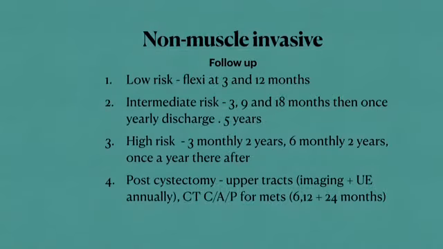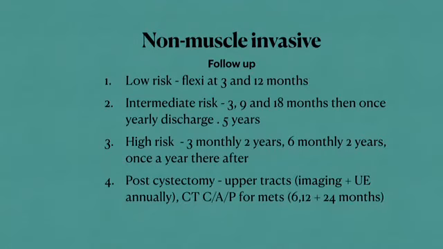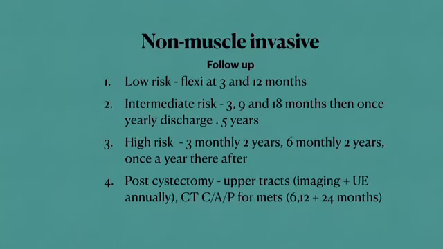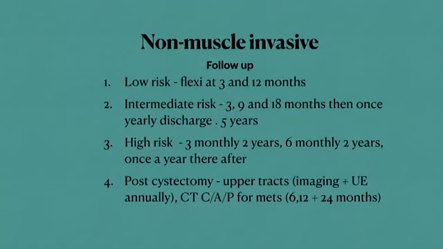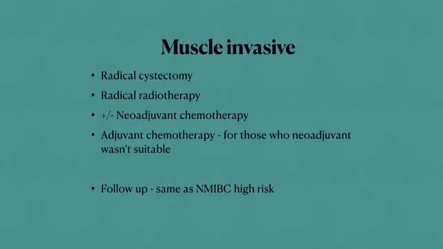Follow-up of non-muscle invasive bladder cancers is in the form of regular flexible cystoscopies. For low risk, they have a flexible at 3 months and then a repeat at 12 and can then be discharged. Intermediate, they have a flexi at 3, 9, 18 months and then yearly, possibly discharged at 5 years. High risk will have 3 monthly for 2 years, 6 monthly for 2 years, and then annually thereafter. If they have had a cystectomy for the high risk, they'll have CT scans to look for upper tract pathology or hydronephrosis and for the development of metastatic disease.